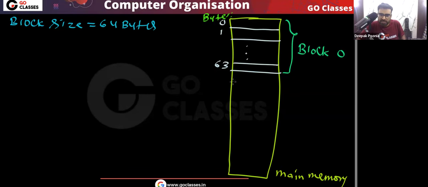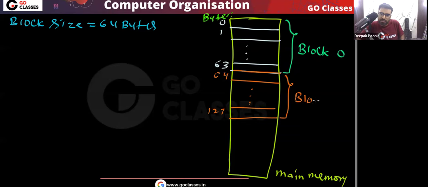You can see this is byte number 64. From byte number 64 to byte number 127, yes or no? This will be our block number 1, because the block size is 64 bytes. So in every block there are 64 bytes. So byte number 0 to 63 belong to block number 0. Byte number 64 to 127 will belong to block number 1. Yes, correct.